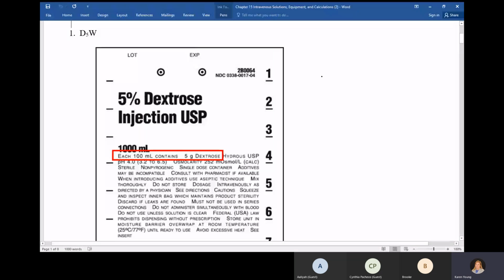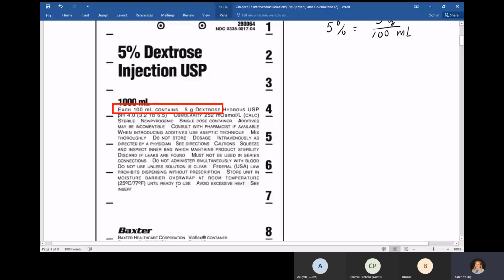So this 5% is the same thing as saying 5 grams in 100 milliliters. Anytime you take anything out of a percent, you always put it over 100. So that's where I'm getting the 5 over the 100. 5 grams in 100 milliliters. And it also says here on the label, each 100 milliliters contains 5 grams of dextrose. That's my little red box. You don't have the little red box on the label.